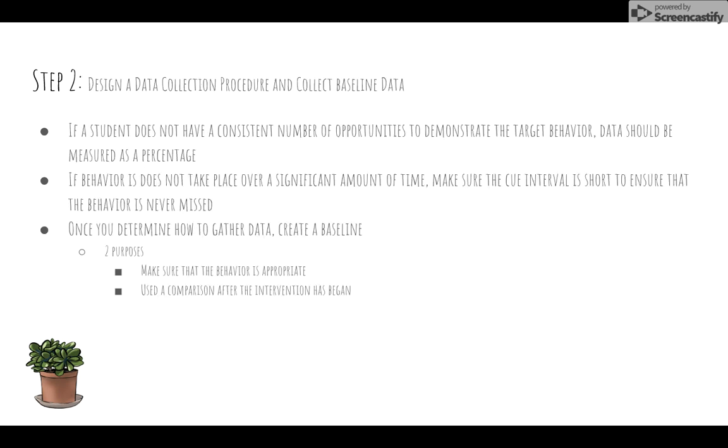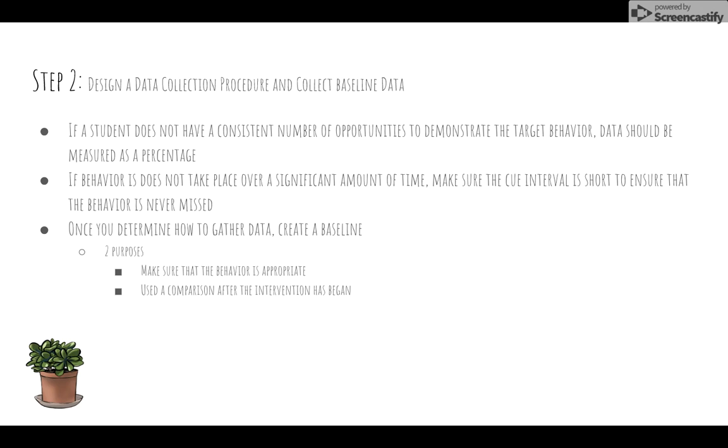Step two is then you design a data collection procedure and collect baseline data. So here, if the student doesn't have a consistent number of opportunities to demonstrate the target behavior, data should be measured as a percentage. So if you give Susie 8 problems one day to do accuracy and then 10 the other, you would do a percentage because it's different and they don't have the same opportunities every time.